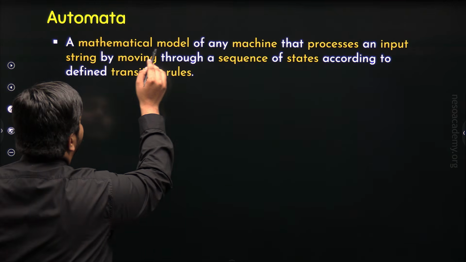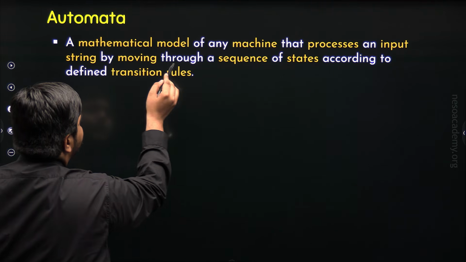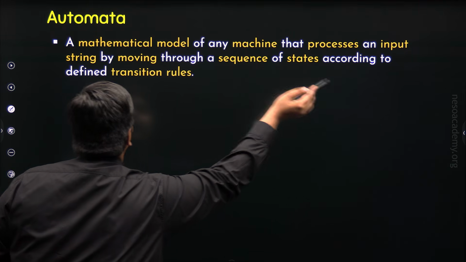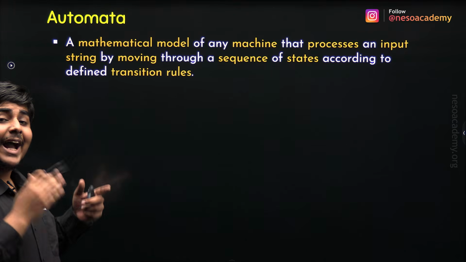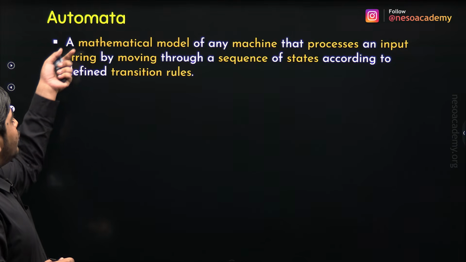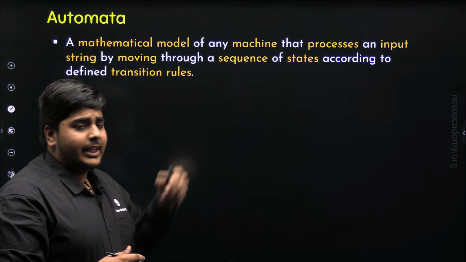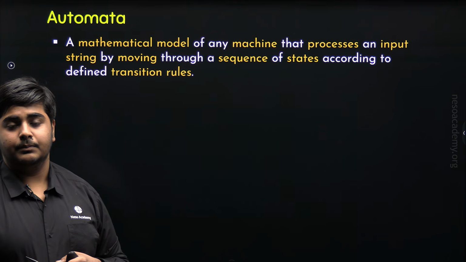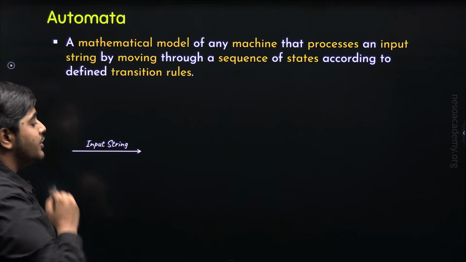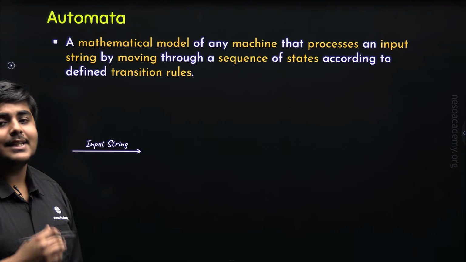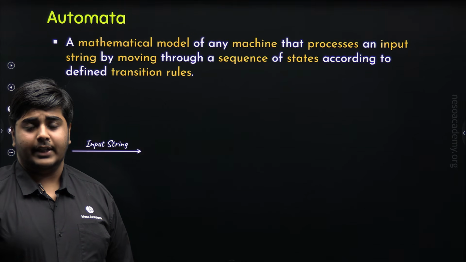Automata is a mathematical model of any machine that processes an input string by moving through a sequence of states according to defined transition rules. So, as we already know by the automata theory, an automata is a mathematical model or a diagrammatic representation of any machine to solve a computational problem, and it processes an input string. So we have an input string and our automata will process that input string. But how will it process the entire input string?